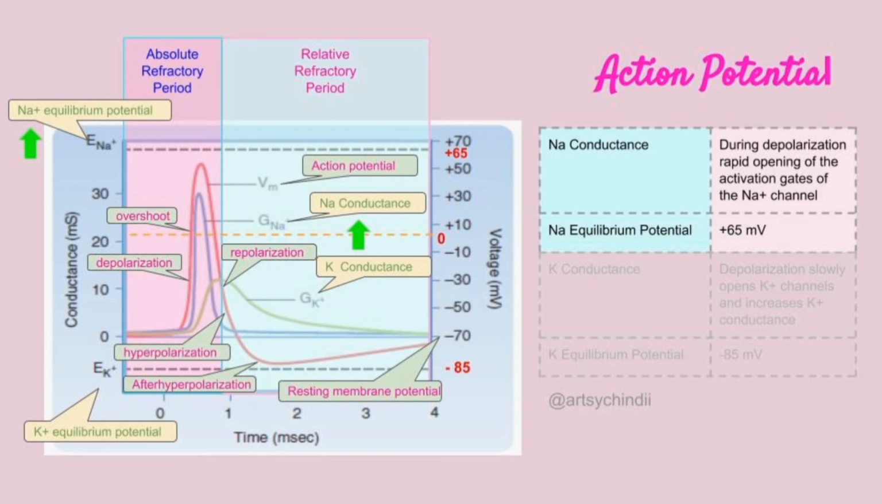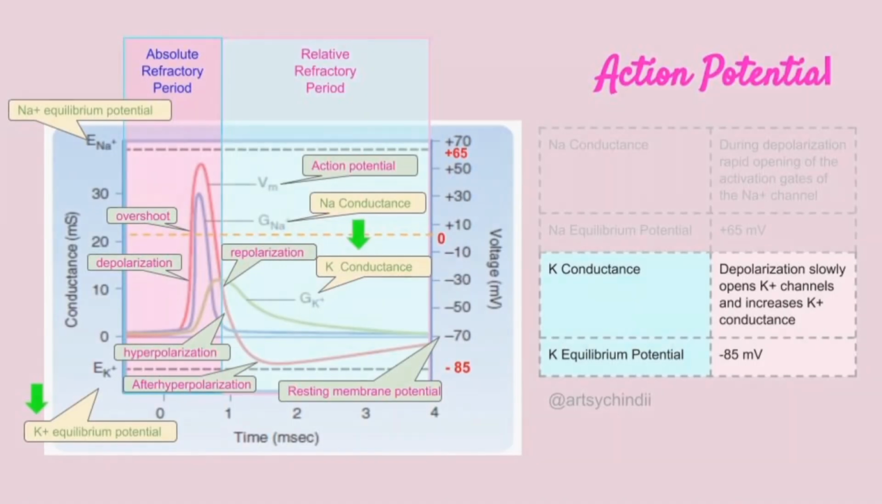The upstroke of the action potential, which is the inward current, depolarizes the membrane potential to threshold. The depolarization causes rapid opening of the activation gates of the sodium channel. The sodium conductance of the membrane promptly increases. As it becomes higher than the potassium conductance, the membrane potential is driven towards the sodium equilibrium potential, which is plus 65 millivolts. Because of this, the rapid depolarization during the upstroke is called the inward sodium current.